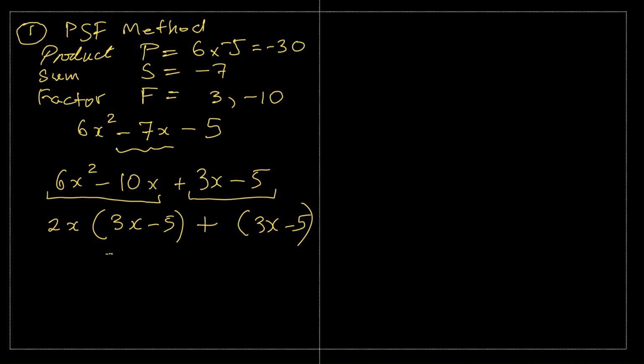That's always the case, by the way. That one and that one are always the same. Put a 1 in front of that. The common factor there is 3x minus 5. And then you get 2x plus 1.